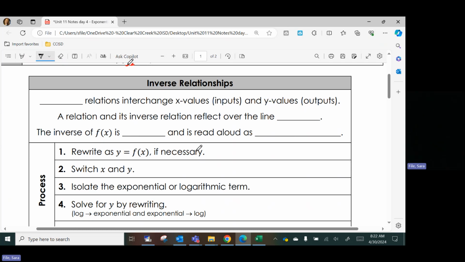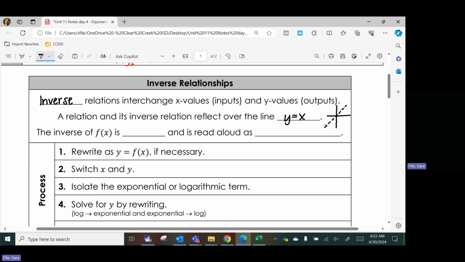But in all inverse relations, your x and y values or inputs and outputs switch. Okay, you interchange your x and your y. Okay, a relation and its inverse relation are always a reflection graphically across the line y equals x. If you need a reminder of what the line y equals x is, remember it's the linear parent function. It's got a slope of 1 through the origin. That's the line y equals x. And that's the line that your function and its inverse will reflect across.